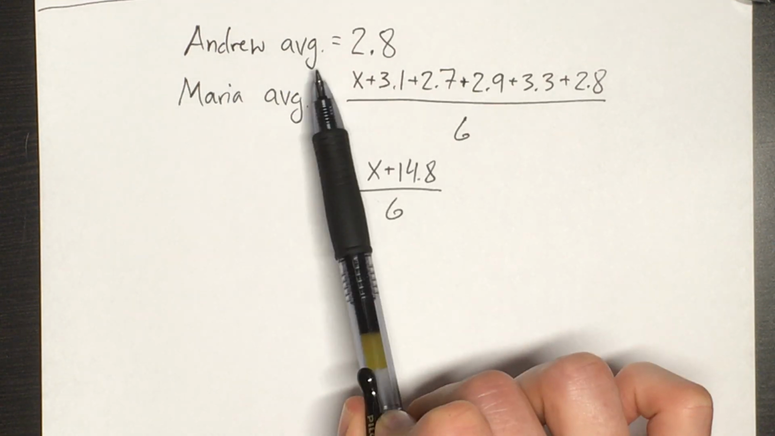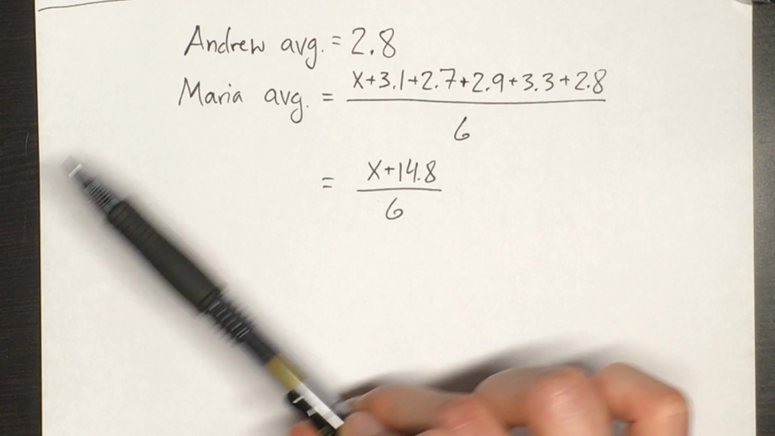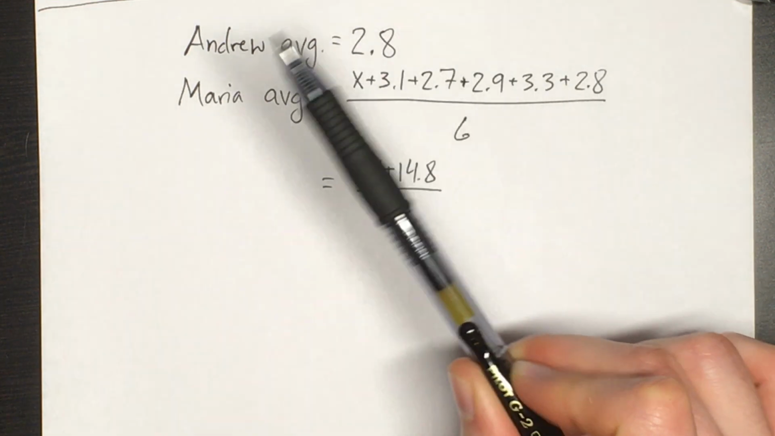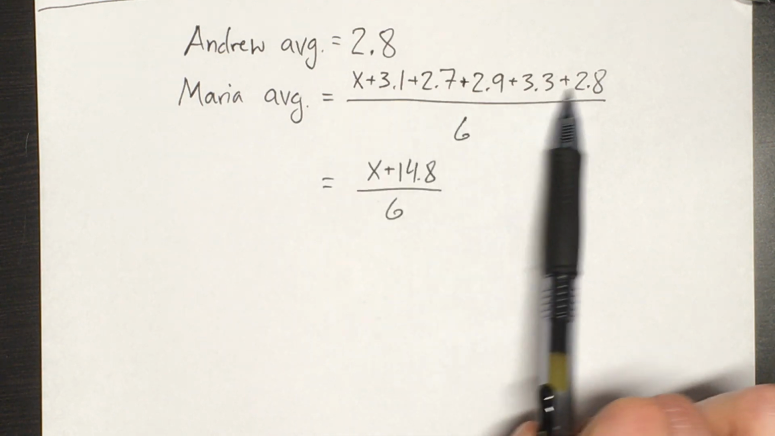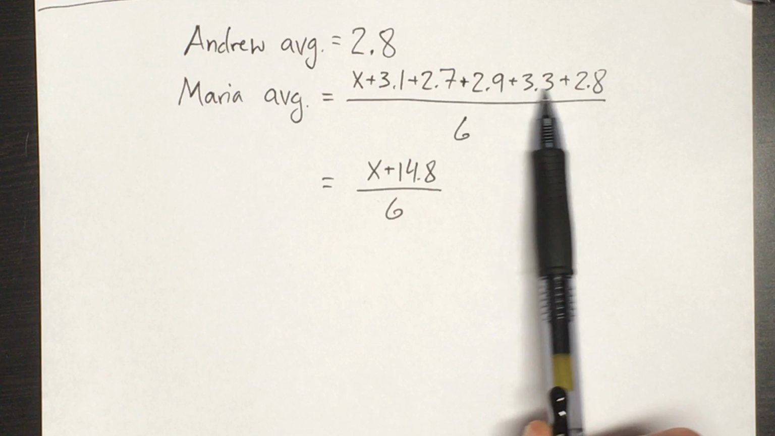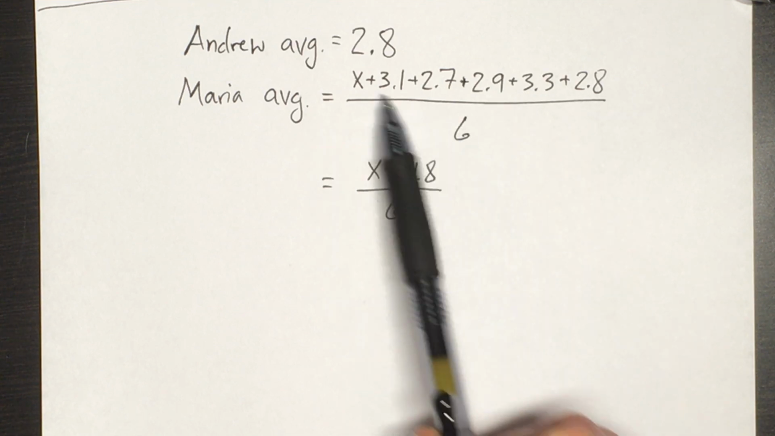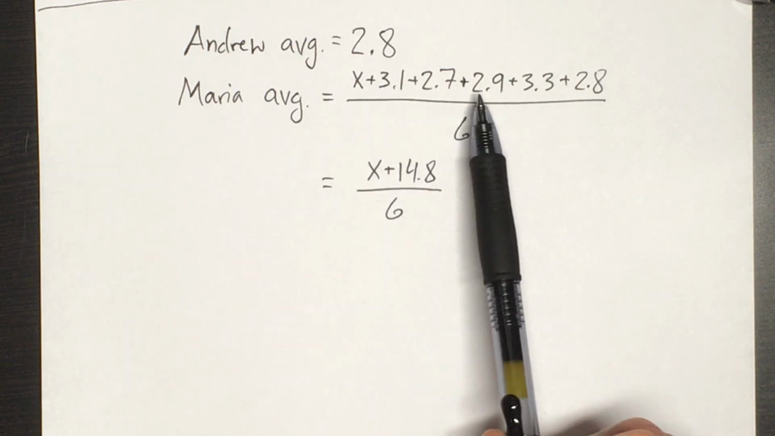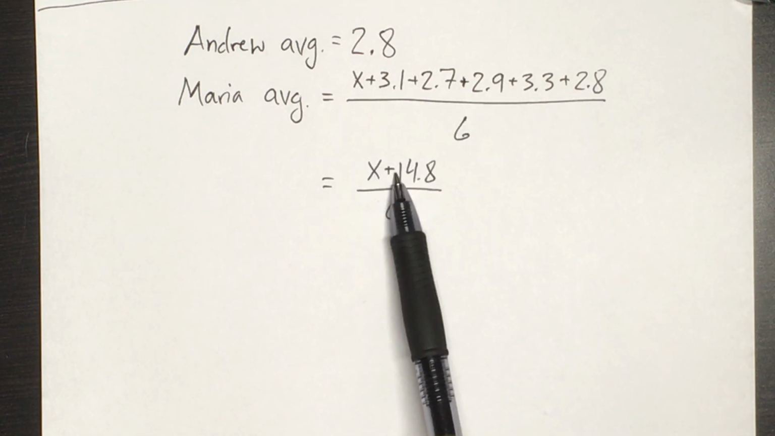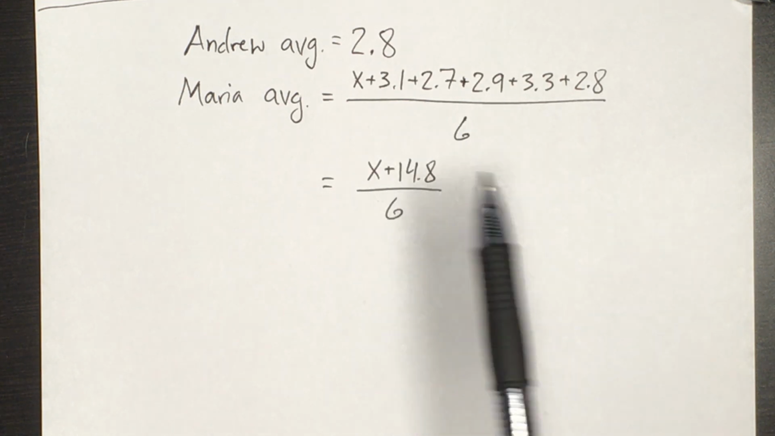So I calculated Andrew's average to be 2.8, taking the sum of the masses of each of his rocks and dividing by 6. And here I wrote an expression for Maria's average. And this is what it is, right? So it's the sum of the mass of all of her rocks divided by 6. I just expressed the one we're missing as x. That's totally fine. So here I just combined like terms. Here I added all these together. So it's x plus 14.8 over 6.